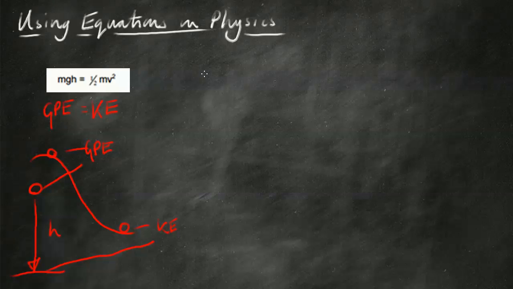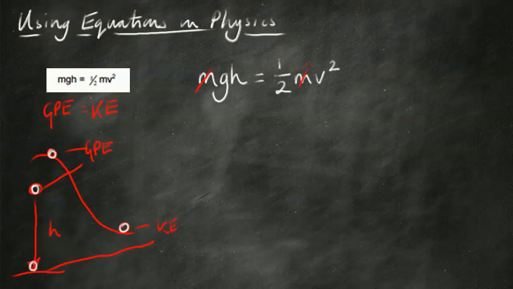So the first step is actually quite a simple step. mgh equals half mv squared. Because we're talking about the same mass at the top of the slope and the bottom, or at the top of the drop and the bottom of the drop, we can actually just cancel out the masses straight away. So what we say is because m is on both sides of the equation, m cancels. It's like dividing both sides by m. So we've got gh equals a half v squared.